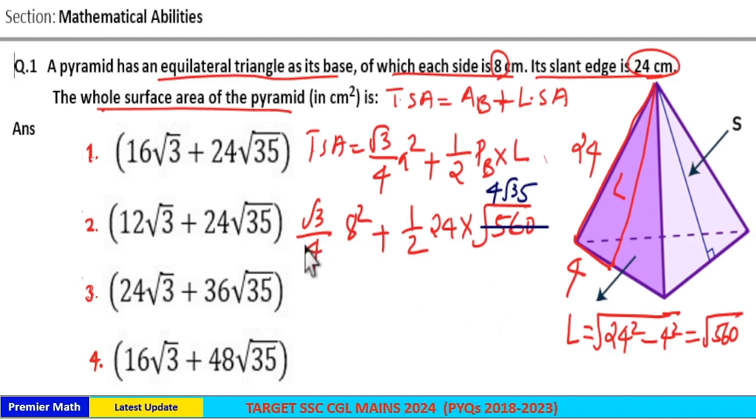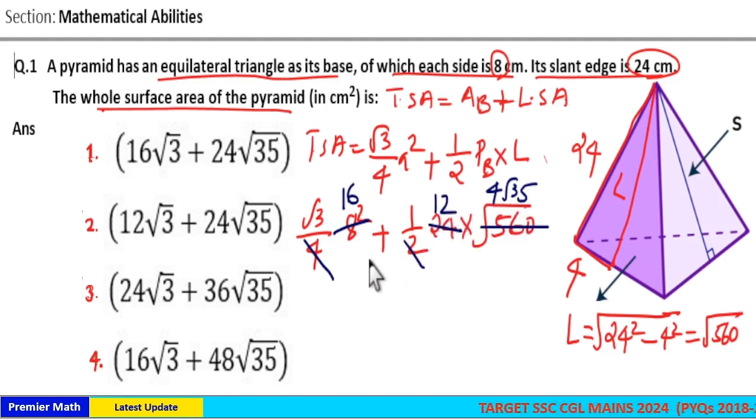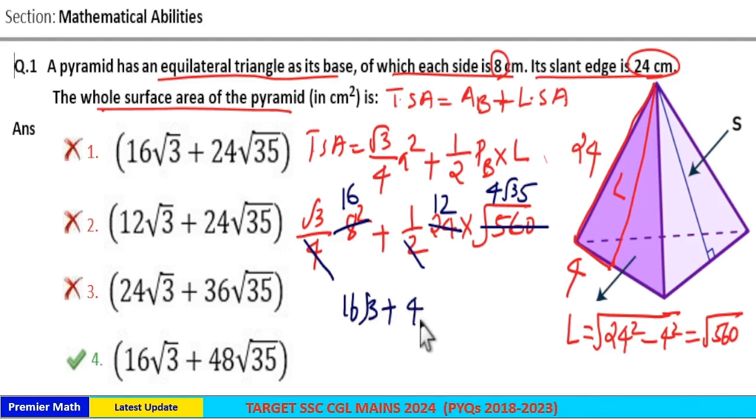Now here 4 goes 16 times in 64, and 2 goes 12 times in 24. That is 12 into 4 is 48. So 48 root 35 plus 16 root 3. Option 4 is your answer. This is 16 root 3 plus 48 root 35.